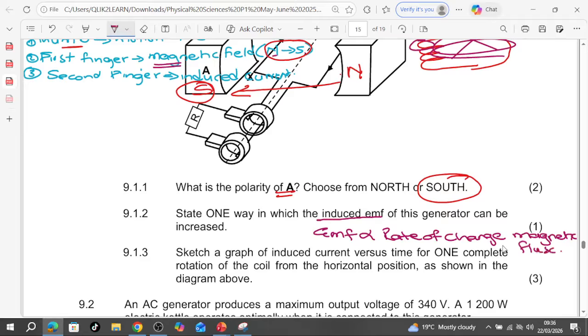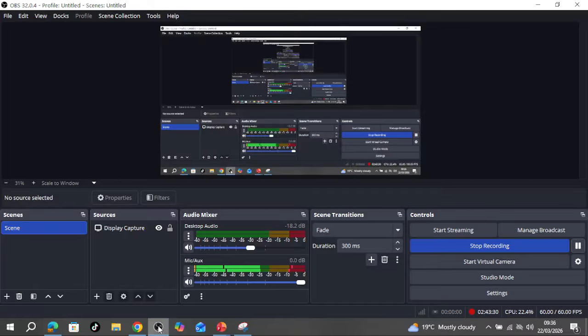So there are many ways that we can do that. We can rotate the coil faster. This one is the best one. State one way in which the induced EMF of this generator can be increased: number one, we can rotate the coil faster. Another way is we can increase the magnetic field strength, or we can increase the number of turns. I know someone is going to take that one, the number of turns.